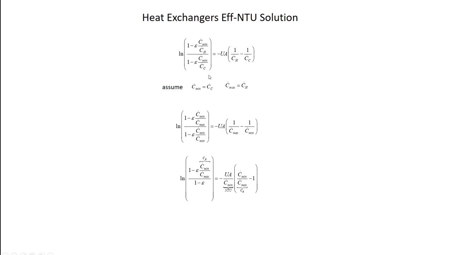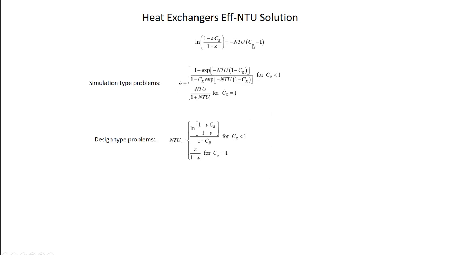So every place I have a C dot C inside of here, I can put in C dot min, which is what I did. Every place I have a C dot H inside of here, I can put C dot max, which is what I did. And now I'm really in business, right? Because this is a 1. Let's see, this C dot min over C dot max, that's the capacitance ratio. And then over here, if I pull out C dot min, I have UA over C dot min, which is NTU, and then I have C dot min over C dot max, which is a capacitance ratio.